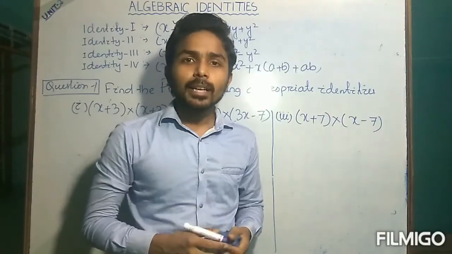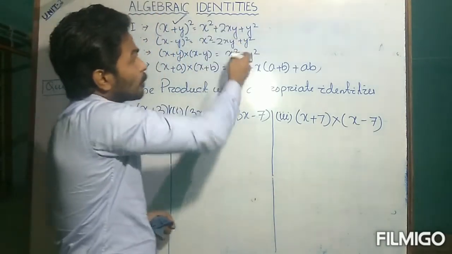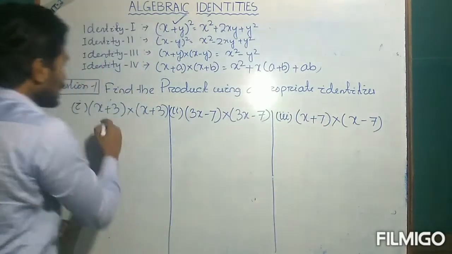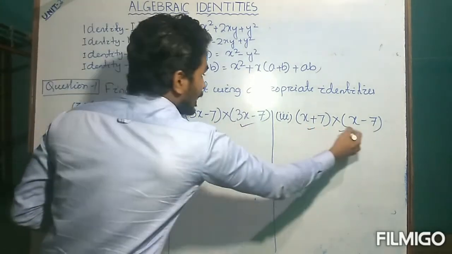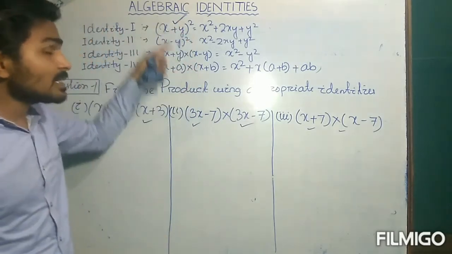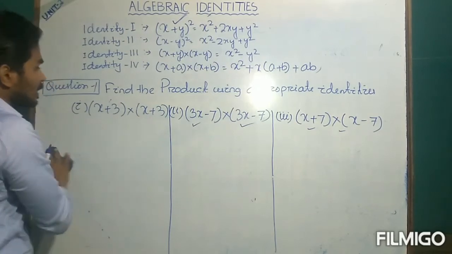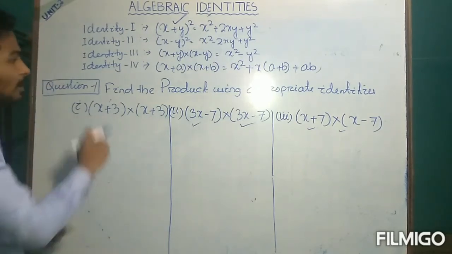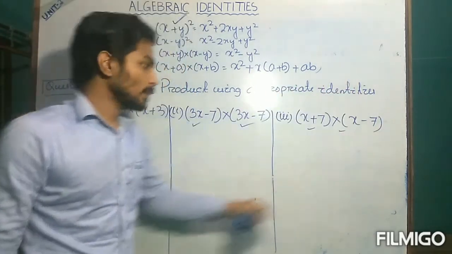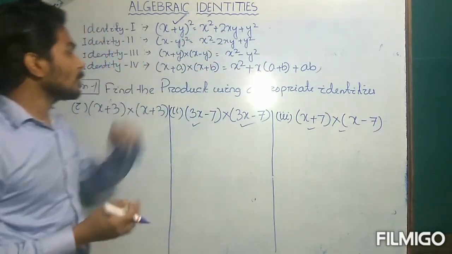So let us find the product of two linear polynomials using these 4 basic identities. Here the two linear polynomials are present, all the terms are linear, and we need to find the product of these two linear polynomials using these basic identical formula. So let's start with question number 1. In question number 1 we have to find the product using appropriate identities.